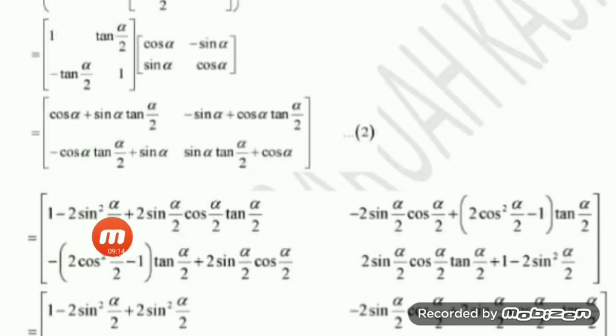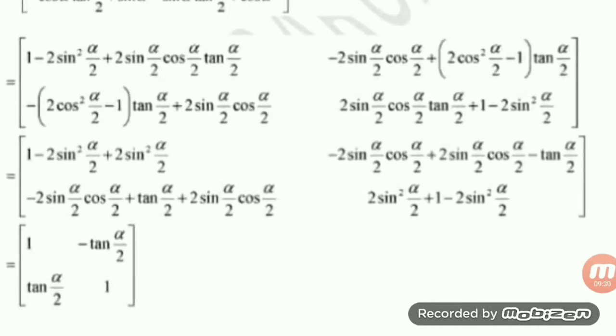1 minus sin square alpha. I have used this part because if I write down tan alpha in terms of sin by cos, and sin alpha in terms of 2 sin alpha by 2 cos alpha by 2, and similarly everywhere we have used it. And then you see, after doing the calculation, the first term remains as it is, 2. Tan alpha can be written as sin alpha by 2 by cos alpha by 2.